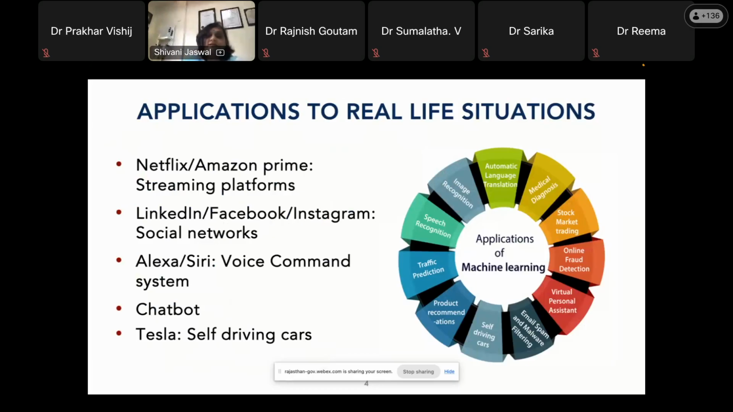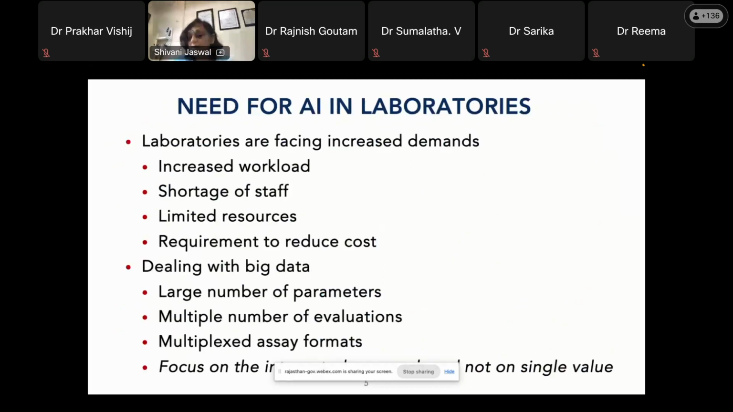And another interesting recent, I will not say recent, but another interesting application is the self-driven cabs, which have been introduced by Tesla. So they are all AI based. There are multiple places where AI is being used significantly. And even the clinical laboratories are not far behind. There are many applications which have come up even in our laboratories where AI can be used significantly.